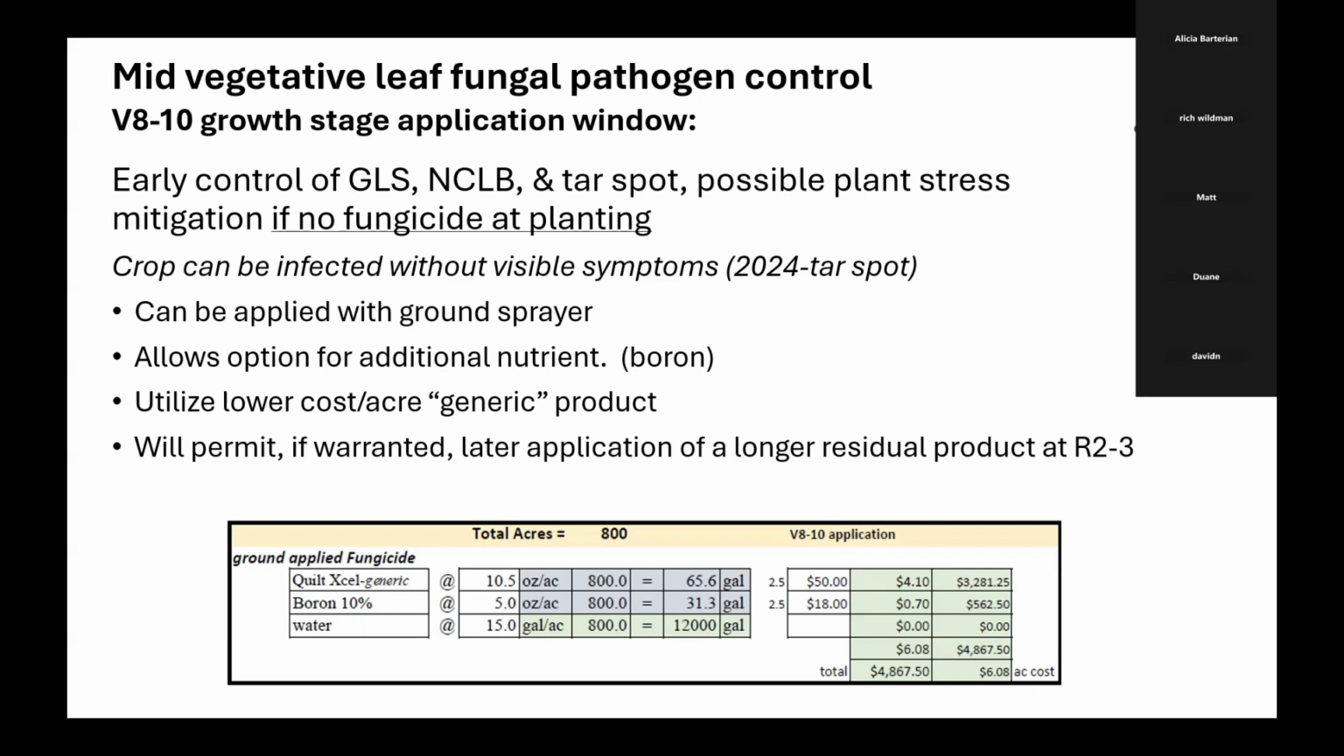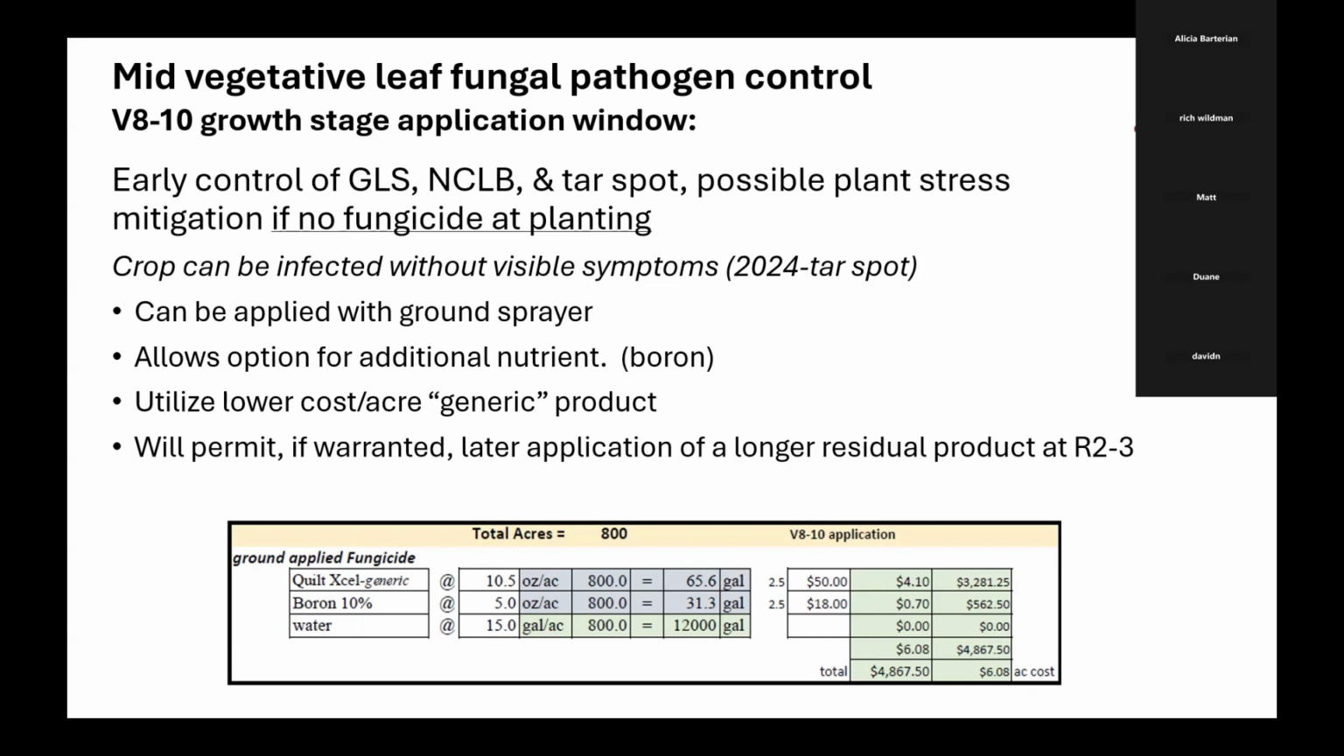What's an advantage is you can use your existing sprayer. It gives you an opportunity to throw in another micronutrient. A pitch for boron on corn, I like boron on corn. Go back to the previous presentation where we talked about when to apply that, when that uptake curve was coming. It gives a good opportunity for that. We can also use a lower, quote unquote, generic product, something that's not going to cost us $15 an acre or more.